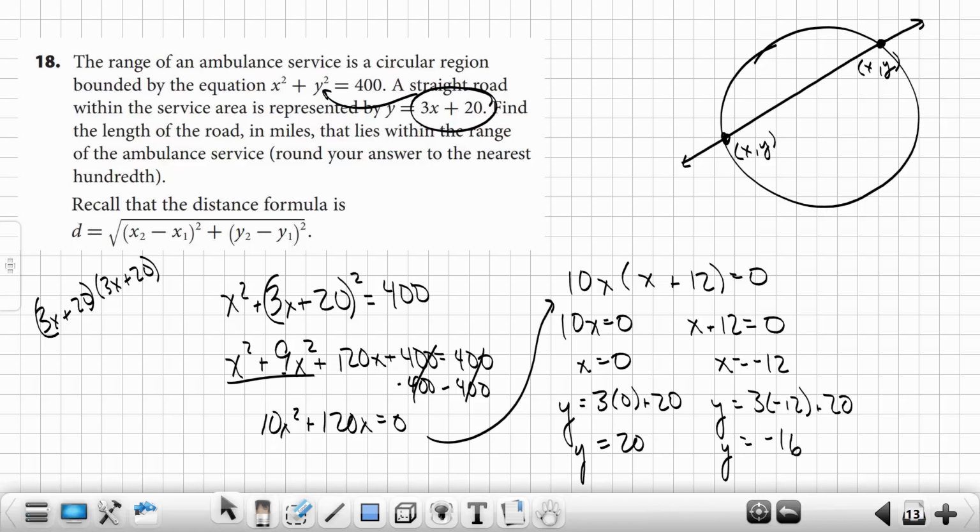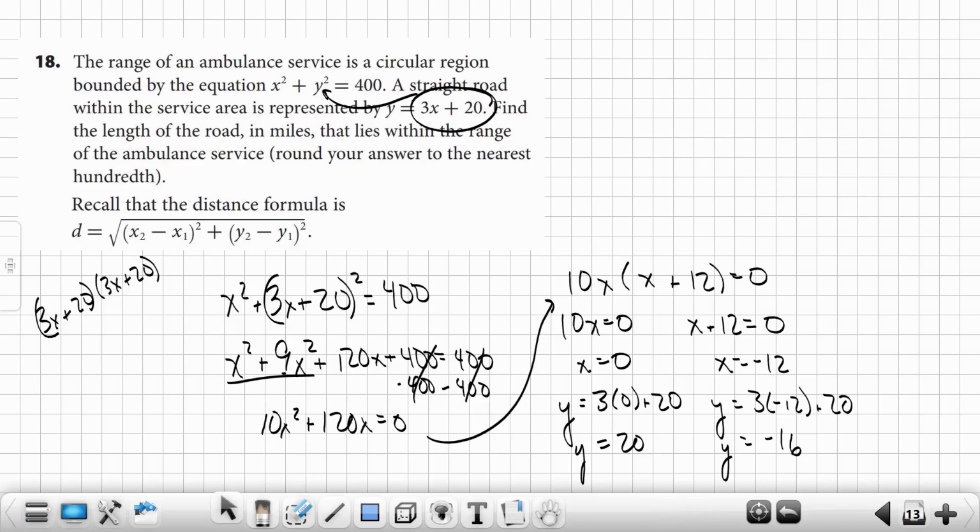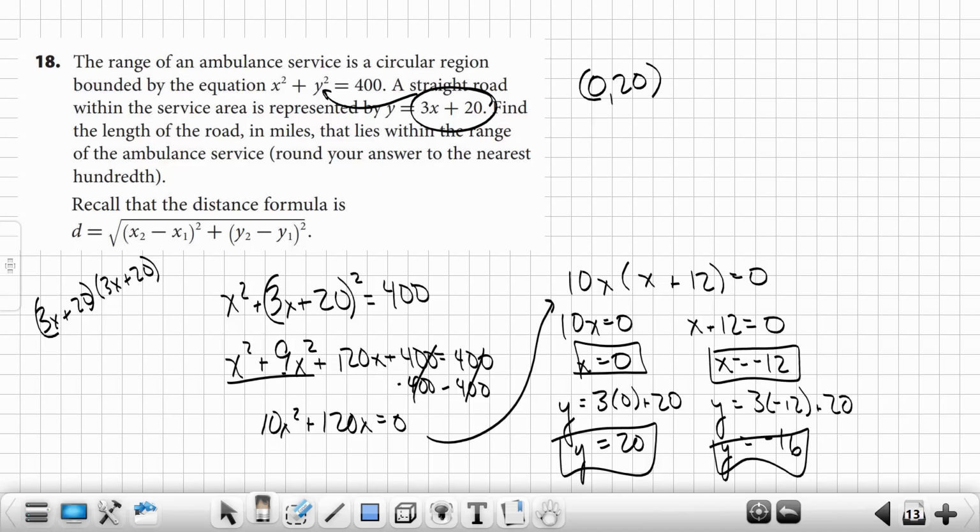So our two coordinates, I'm going to delete my sketch. My two coordinates are 0, 20 and -12, -16. What's the distance between these? So we're going to use our distance formula. Distance equals the square root of x2 minus x1 squared plus y2 minus y1 squared.